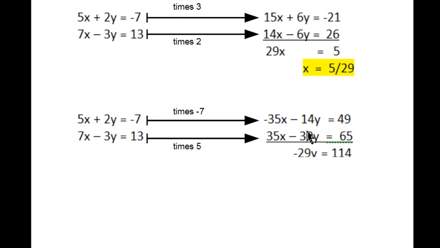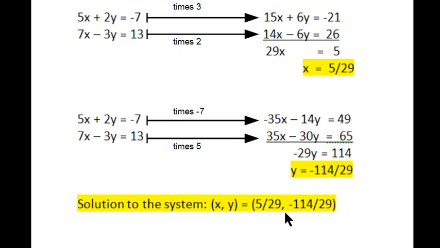That should be a negative, minus 15y. And then when I add them, pretend that's minus 15y. This will be negative 29y. These will cancel. This will give me 114. And then when I divide, I have to divide both sides by negative 29 to get y. I'll have 114 over negative 29, and I just take that negative out front. So you see that the solution to this, gosh, that's bothering me. That should be 15, not 30. The solution is x, y equals 5 over 29, negative 114 over 29.